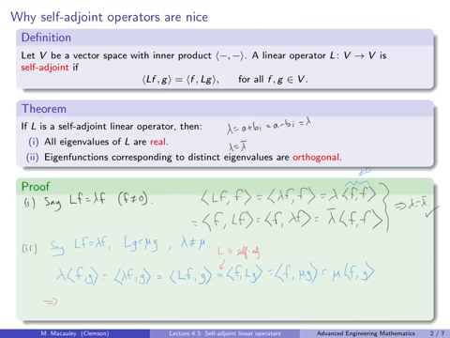I can say this means that lambda minus mu times f dot g equals 0, and we know that lambda minus mu is non-zero, so we have a non-zero number times something is 0, and that tells us right away that f dot g equals 0. And that's what it means for the eigenfunctions, or eigenvectors, corresponding to distinct eigenvalues being orthogonal. So that's the end of the proof.